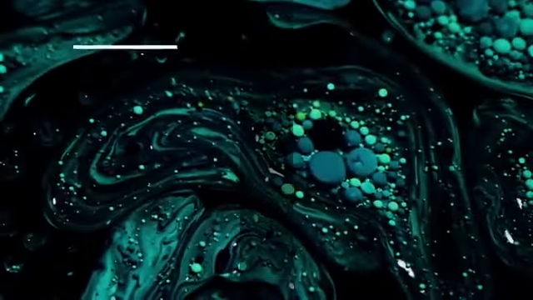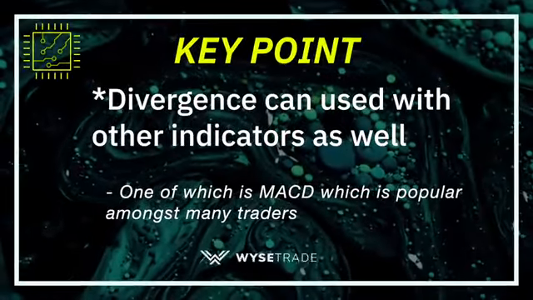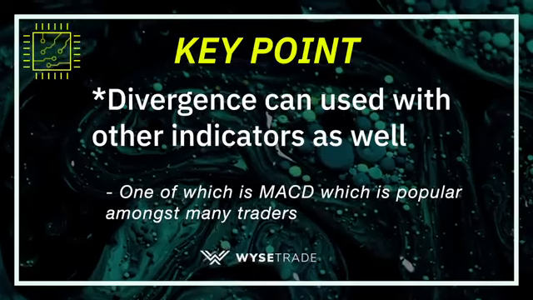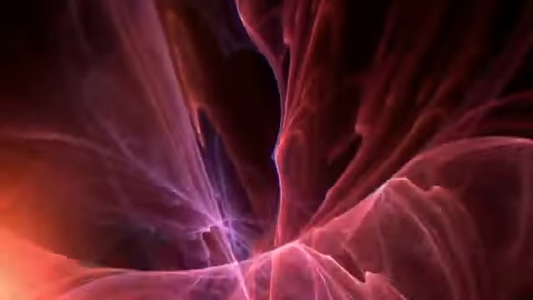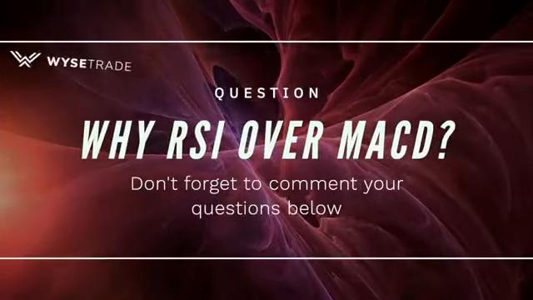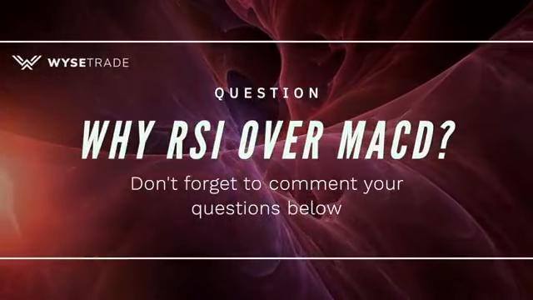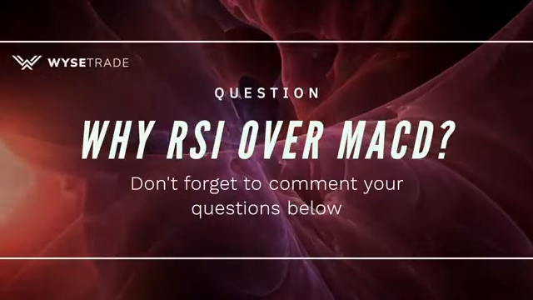Now, divergence can be used in many other indicators as well, one of which is MACD, which is popular amongst many traders. So this then leads us to another question we often get asked, which is, why do we prefer to use the RSI indicator over MACD?